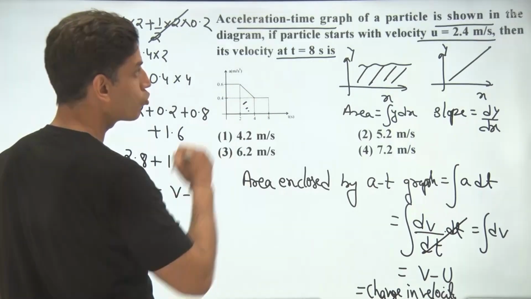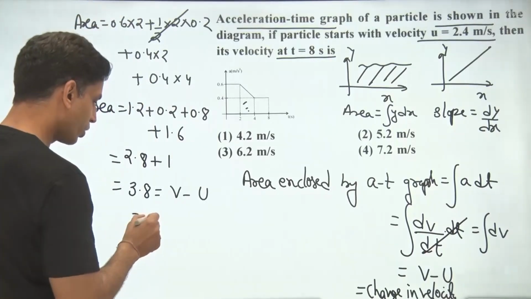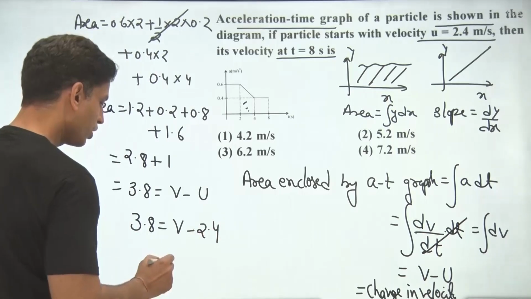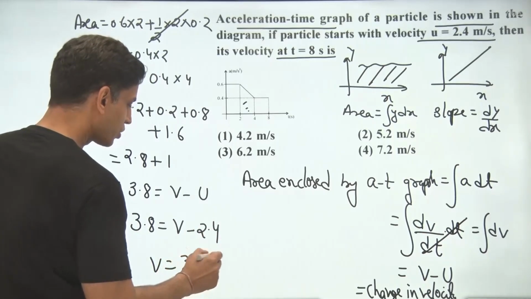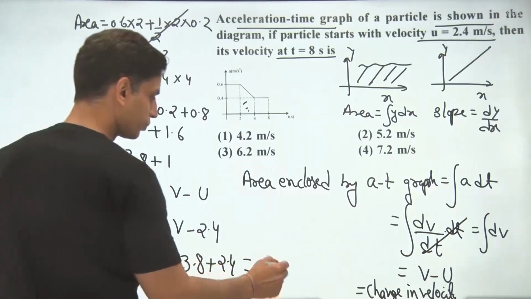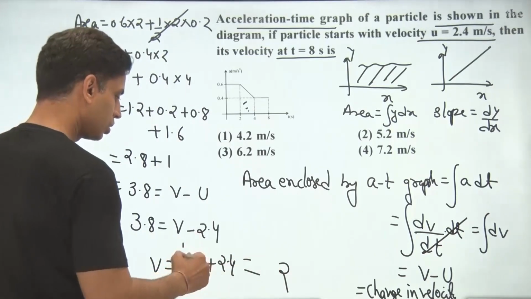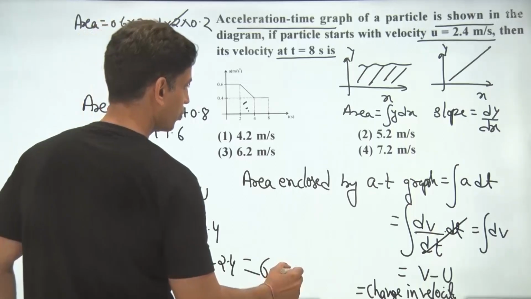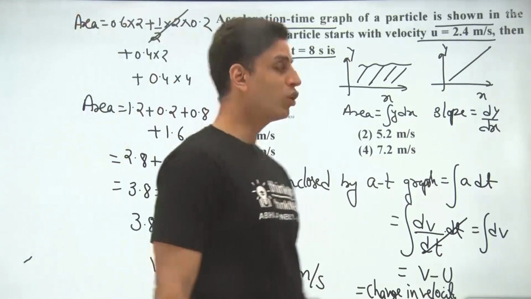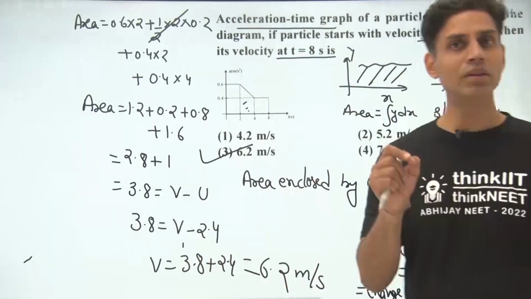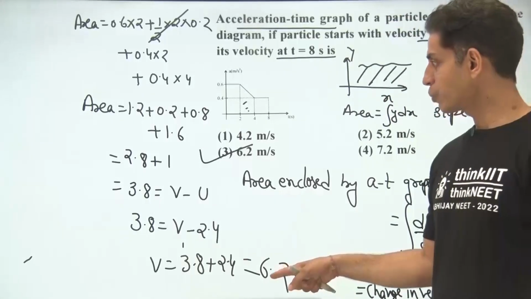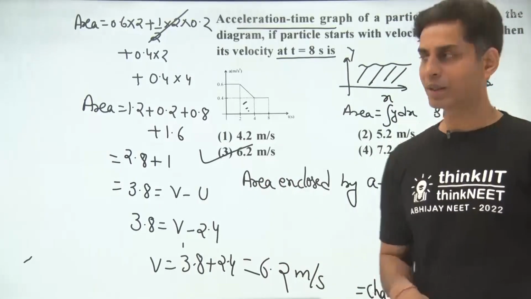Now u is given as 2.4, so 3.8 is equal to v minus 2.4. So v comes out to be 3.8 plus 2.4, that comes out to be 6.2 meter per second. That will be the velocity at t equal to 8 seconds. 6.2, that is option number 3 is the correct answer.